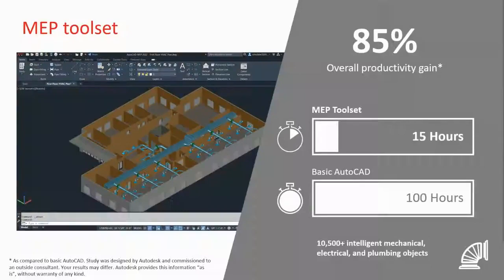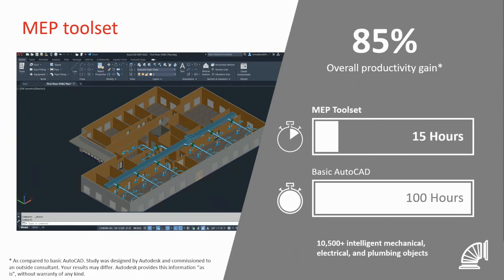And with the MEP tool set, subscribers get specialized MEP engineering features and more than 10,000 intelligent mechanical, electrical, and plumbing objects to draft, design, and document building systems. Easily design ductwork, electrical conduit, and circuiting for HVAC, plumbing, and electrical.